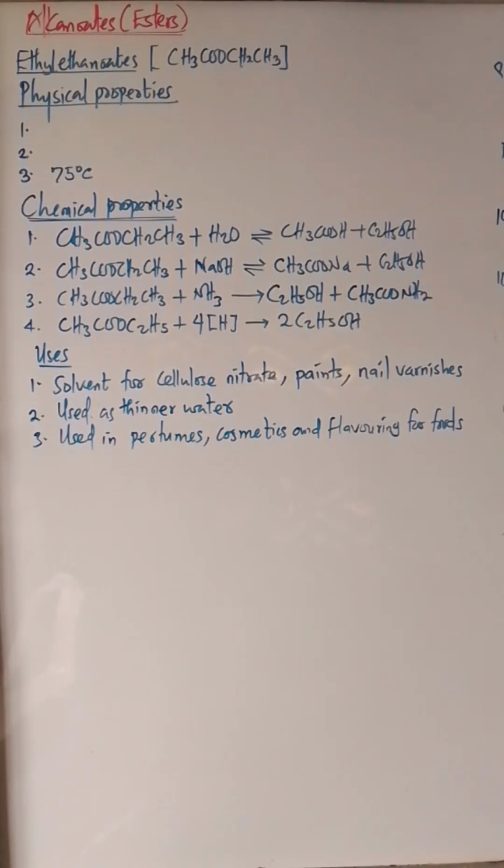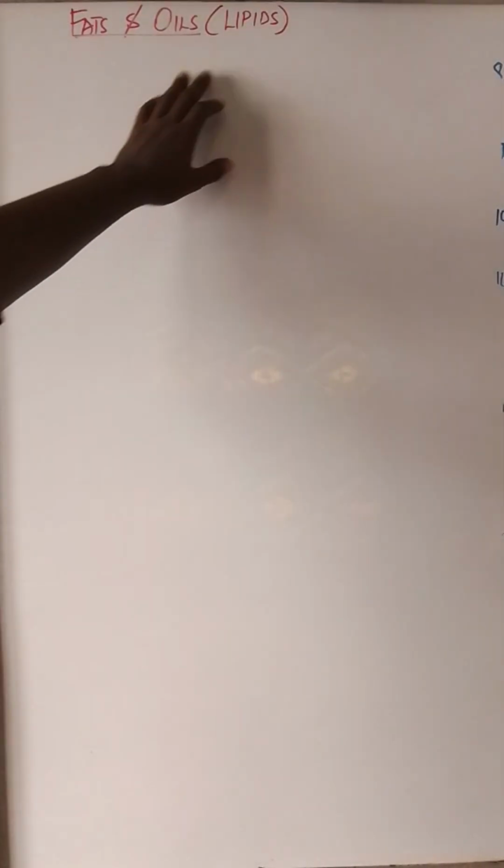Before we move to the next family, recall I said at the start of esters that they are the main constituent of fats and oils. So now let's talk about fats and oils. Okay, let's move to fats and oils. Fats and oils belong to a general group called lipids. While fats are from animal origins, oils are from plants, but they are all esters.